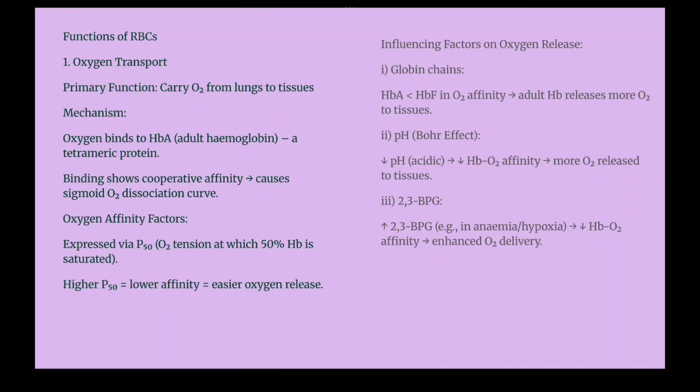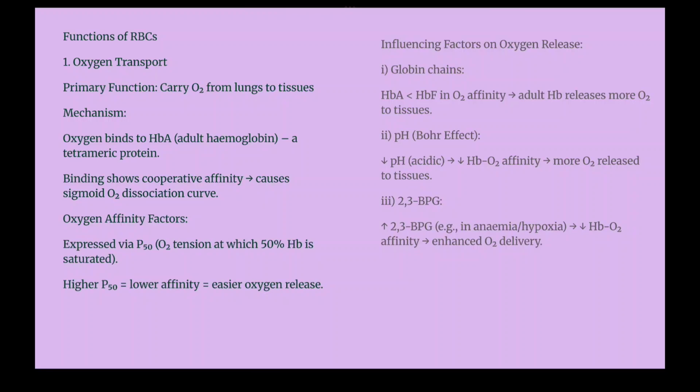The value of the partial pressure of oxygen at which hemoglobin is 50% saturated is called P50. The higher the P50, the lower the affinity and the easier the oxygen release. Anything higher than P50 is said to be lower affinity, allowing the oxygen to easily dissociate from the hemoglobin and flow to the tissues, allowing the tissues to absorb the oxygen from the RBCs.